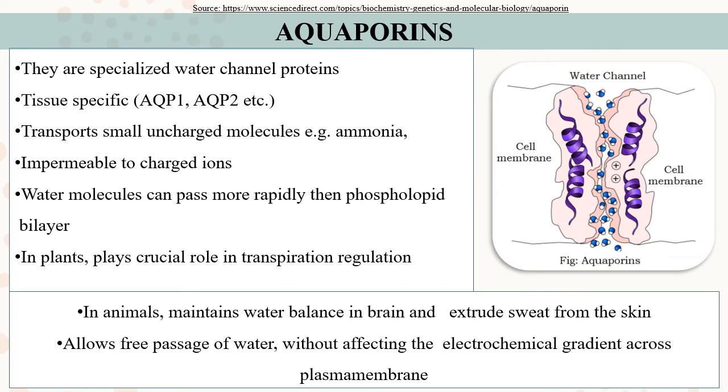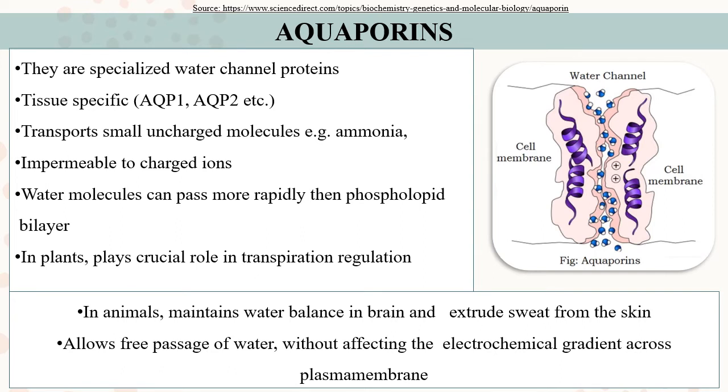Now let us talk about the aquaporins. They are specialized water channel proteins and they are highly tissue specific. Like the GLUT carrier, they also have different isoforms. They generally transport small uncharged molecules along with water, such as ammonia. They are impermeable to charged ions. They only allow water molecules.